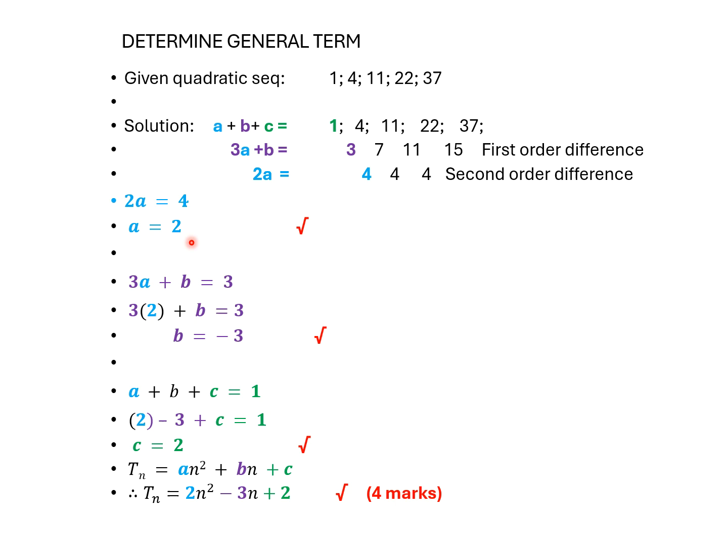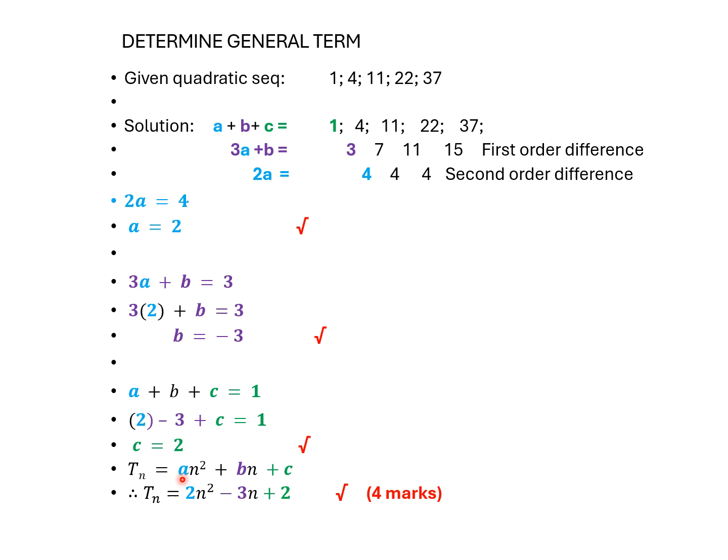Right, now because I have a and b, I can go to the third equation that says a plus b plus c equals 1. A being 2 and b being minus 3, plus c equals 1. 2 minus 3 gives me negative 1. If I take negative 1 across, it becomes plus 1. So 1 plus 1 gives me 2. So c equals 2.